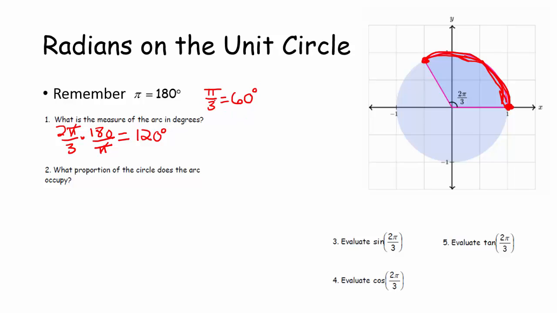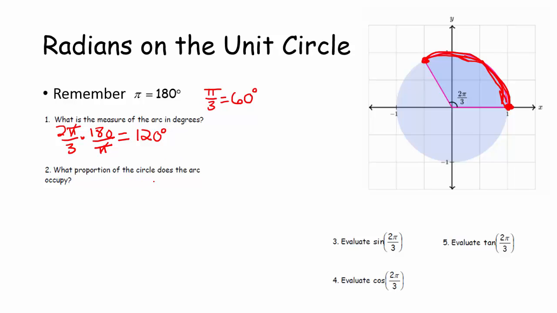So if I know that pi over 3 radians is 60 degrees, and over here I have 2 pi over 3 radians, that's just going to be 2 times 60, which is 120 degrees. So you could use some proportional reasoning to figure that out. Now here's another typical question that'll come up.